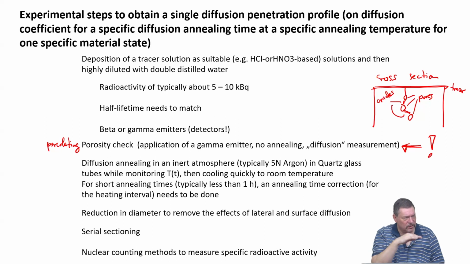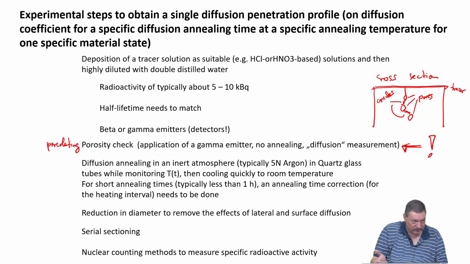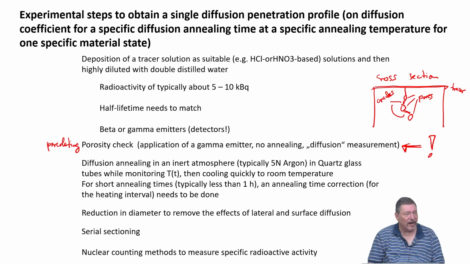Still do a sectioning, because if there is open surface diffusion, the tracer goes into these open surfaces and along the percolating pathway. And when we then do sectioning and measure the isotope concentration in the depth profile, we see a result which comes not from diffusion, because we didn't anneal. So it means then we know the sample is porous. We cannot use that sample for diffusion measurements.